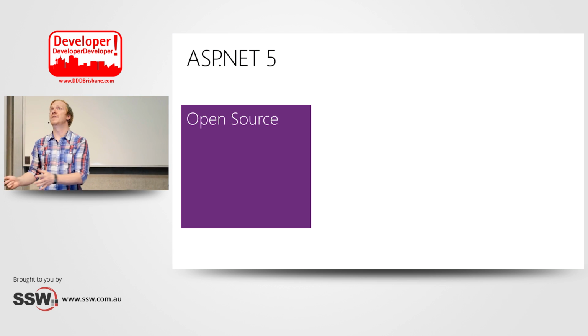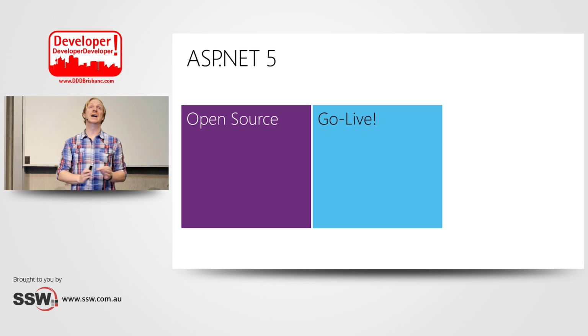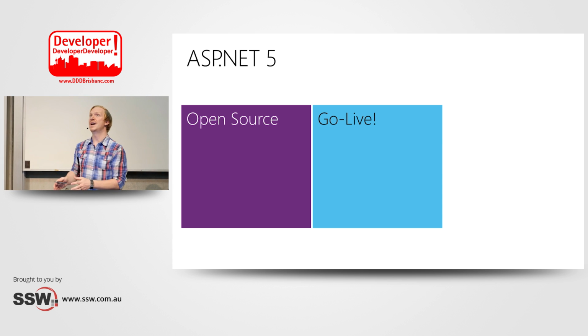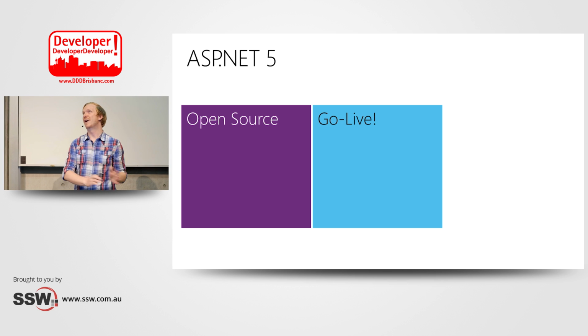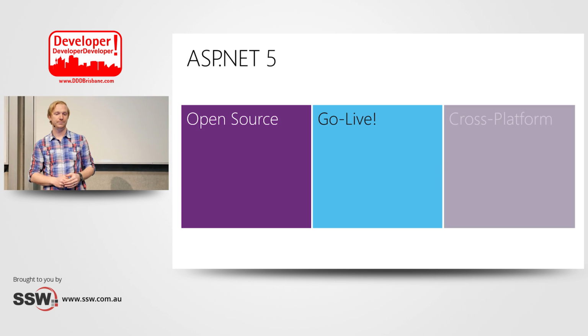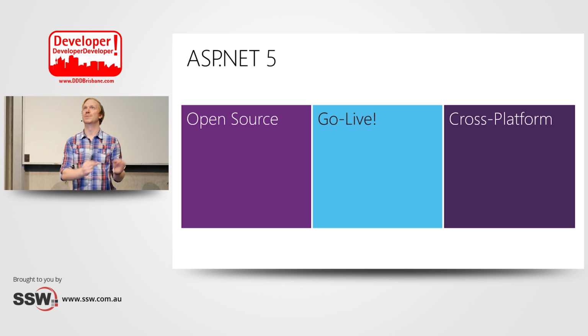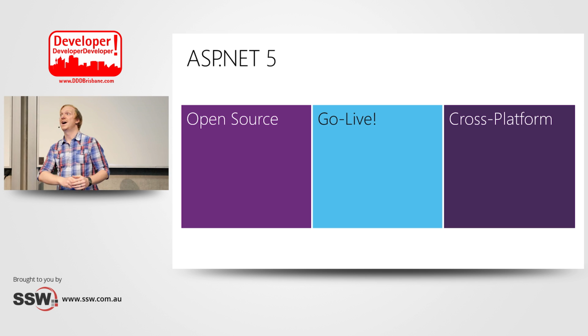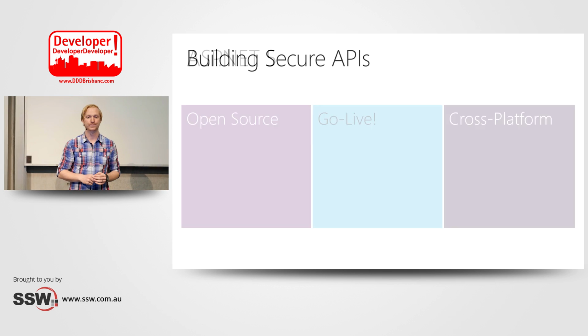ASP.NET 5 is now open source. It's a go-live license as they release the RC. That means that Microsoft is now officially supporting you if you have problems in production. And it's cross-platform. You can build ASP.NET 5 on your Mac and then publish that to Linux or Windows.